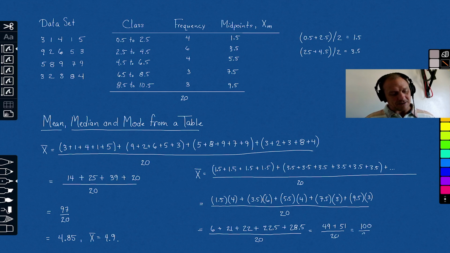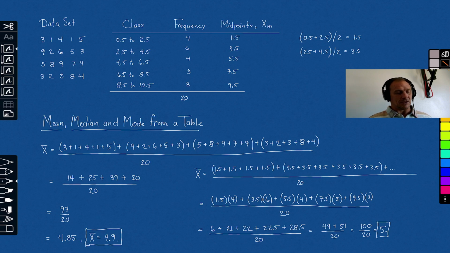Well, that I can handle in my head. That's 5. Now remember, you should pause this and check it with a calculator, for I may be wrong. I do make mistakes. But look at how close they are. When we use the actual data, our mean was 4.9. When we use the information compiled into the tabular form, we got 5. So you can see it's a pretty close representation. Either way, you have a good idea of what the mean for that data set is.